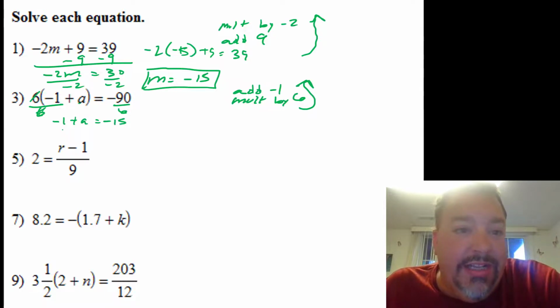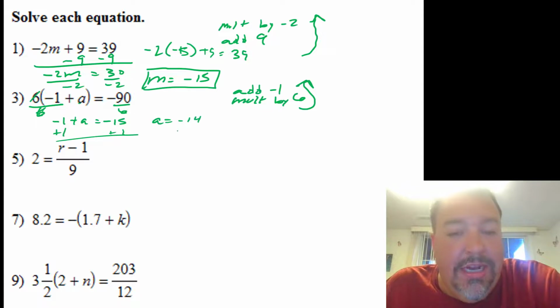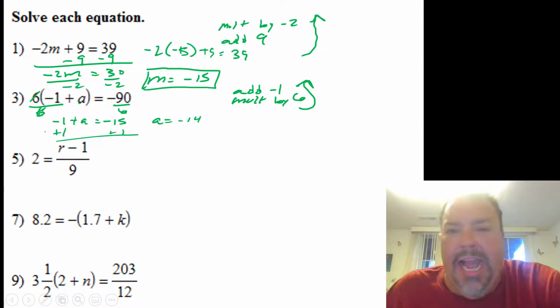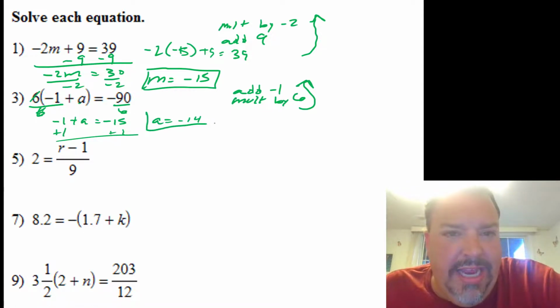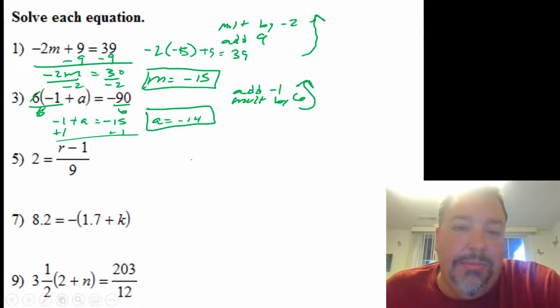And we want to get rid of the negative 1 next. So we'd add 1 to both sides. And we've got A is equal to negative 14. Now, if you do distribute, you're going to add an extra step there. Now, you can do that, but this way is a little bit quicker.